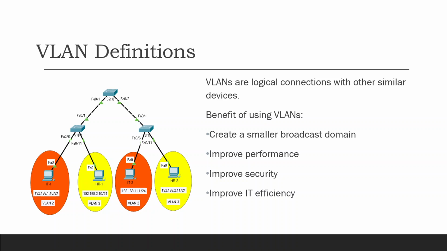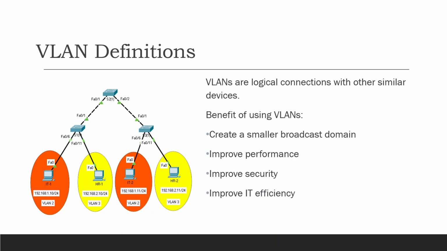The 2 PCs in the IT department belong to network 192.168.1.0. The 2 PCs in the HR department belong to network 192.168.2.0. When we create a VLAN, we create a separate broadcast domain. When a PC in VLAN 2 sends out broadcast traffic, the traffic will only be received by PCs on the same VLAN. PCs on VLAN 3 won't receive the broadcast traffic.